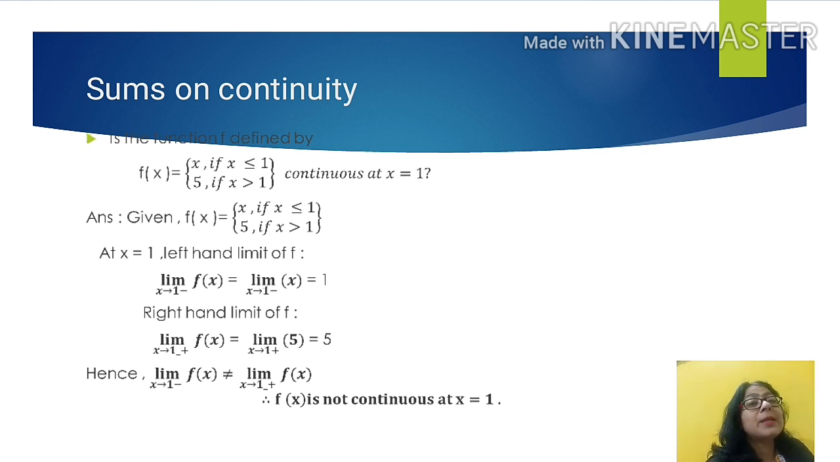Next, the right hand limit, where x is more than 1, the functional value f(x) is equal to 5, that is a constant function. So here we have the limit as x tends to 1 plus of f(x) is 5, so this answer is also 5, constant function. Here we can see clearly that the left hand limit and right hand limit are not equal, so we can say that f(x) is not continuous at x equal to 1.